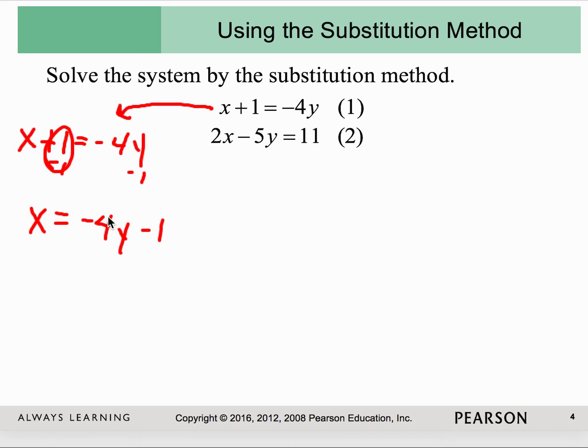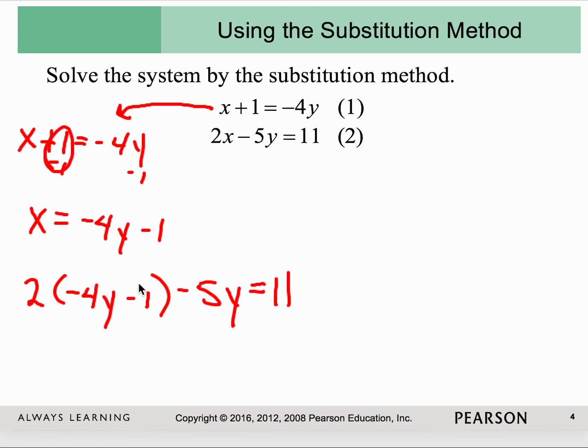Now it's just like that other one we did. Let's plug it into the other one. I can't plug it back into the same one. I wouldn't get anywhere that way, I'd just be chasing my tail, right? So plug it into the other equation. The other equation says 2 times x, but x is negative 4y minus 1. So 2 times negative 4y minus 1, it's the same thing as saying 2 times x, minus 5y equals 11.